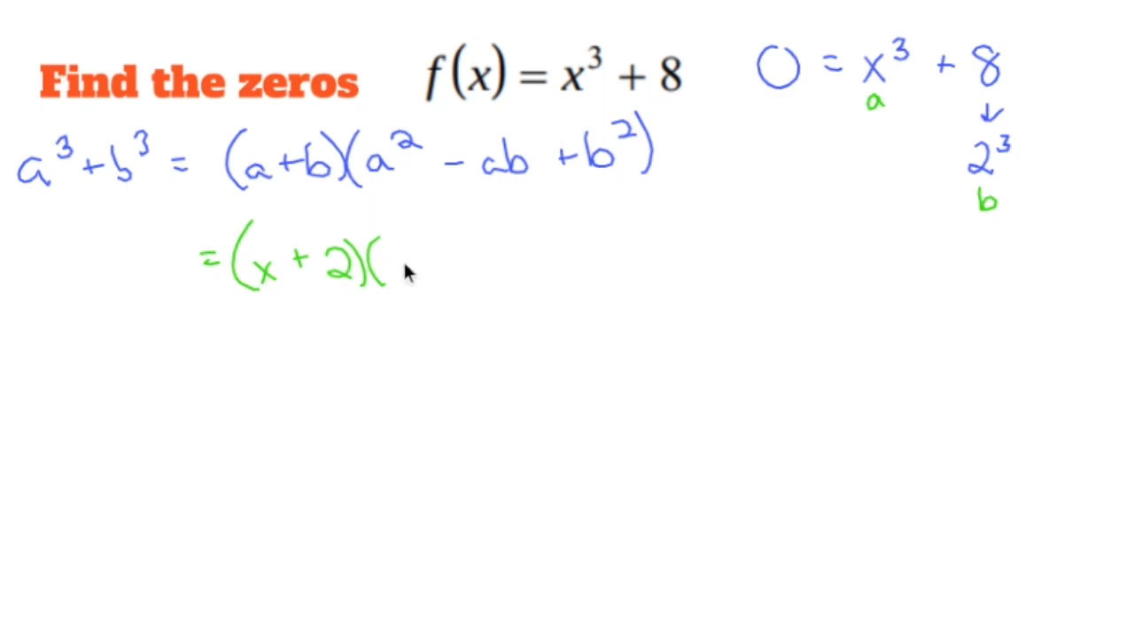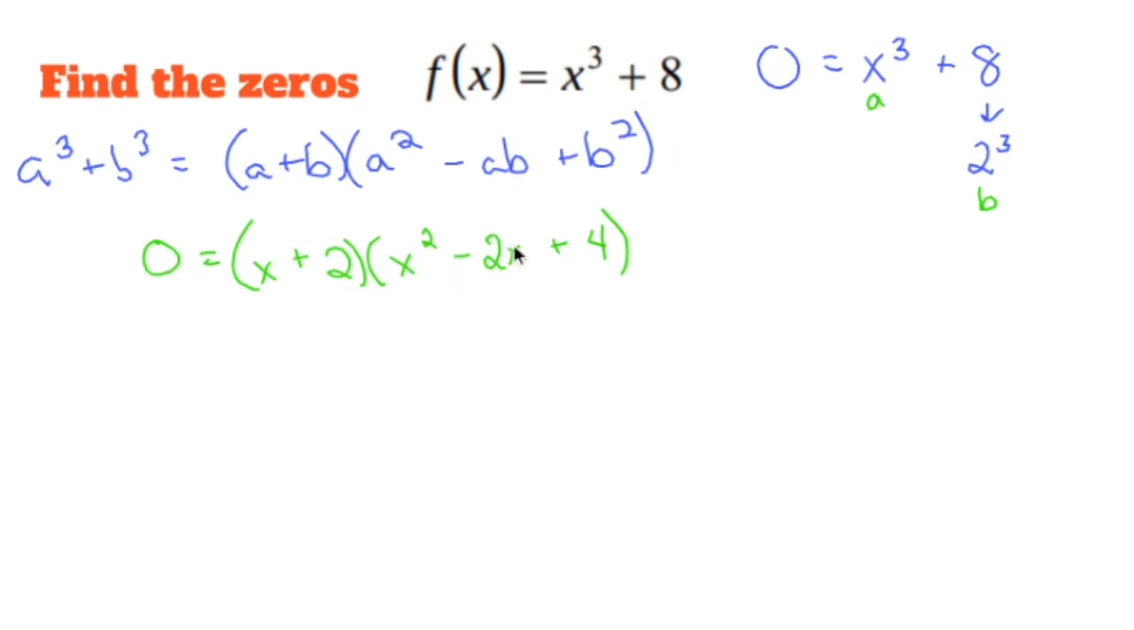So a squared is x squared minus, now let's be a little clever here, x times 2 is going to be 2x, and b squared is going to be 4. Now, let's not forget the original problem. This guy, x cubed plus 8, is now what's here in green, and originally it's equal to 0.